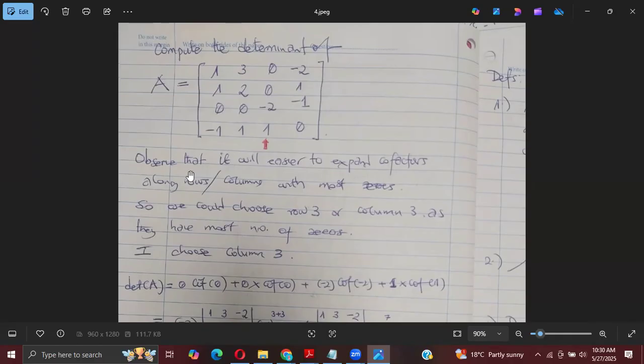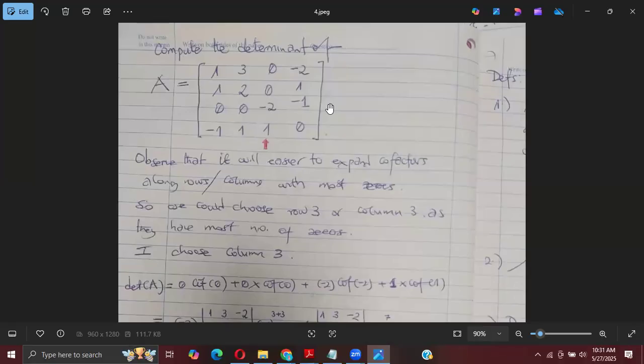Okay. So the first thing for you to observe is that it's easier to compute determinant along rows or columns that have more zeros, all right? So for instance, you can see this row has 1 zero, this row has 1 zero, row 3 has 2 zeros, row 4 has 1 zero. So in terms of rows, we will choose row 3. If we are using columns, you can see column 1 has 1 zero, column 2 has 1 zero, column 3 has 2 zeros, and column 4 has 1 zero. So it will make sense for you to use column 3. And anyway, for the sake of the practice, here I chose column 3. For your exercise, you will try row 3, all right?